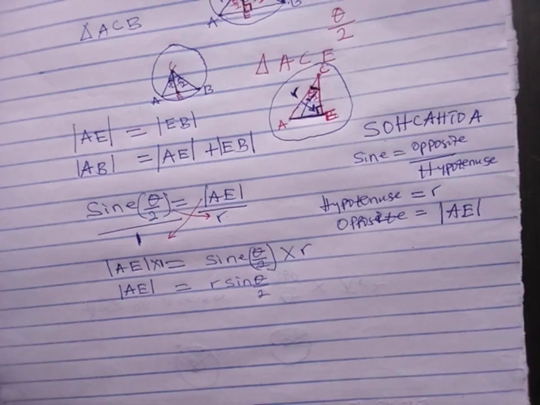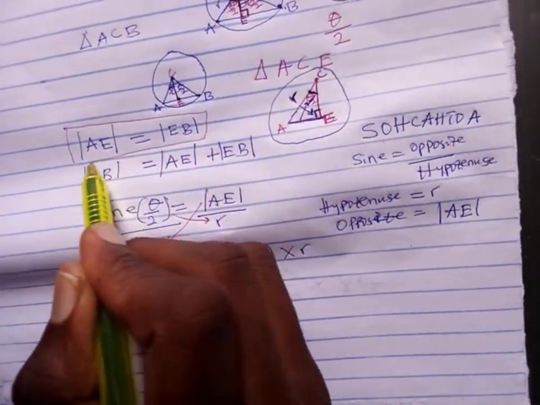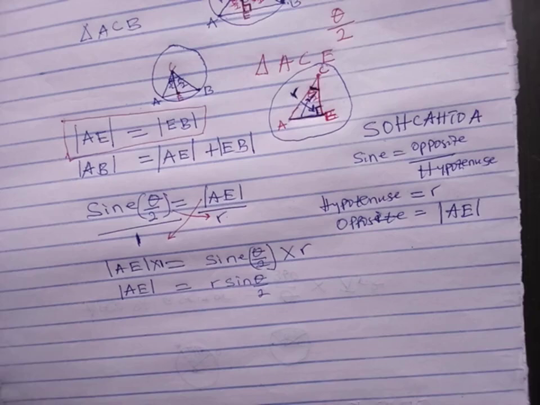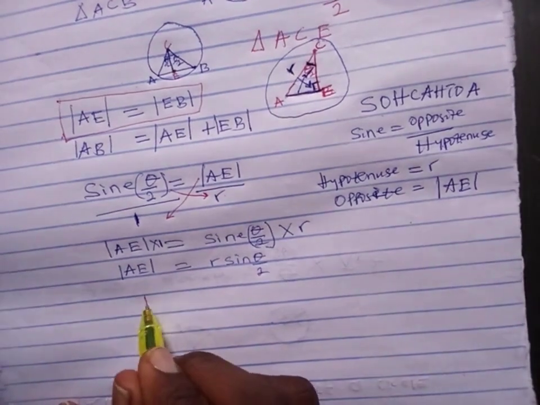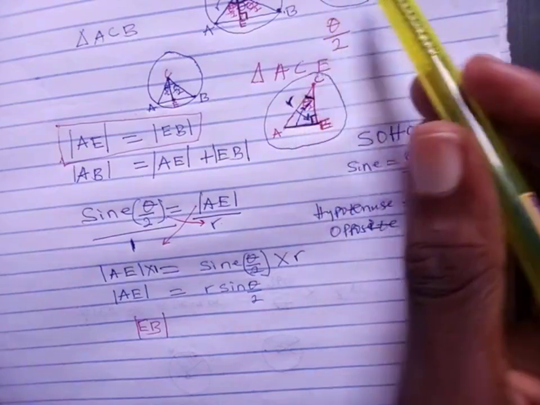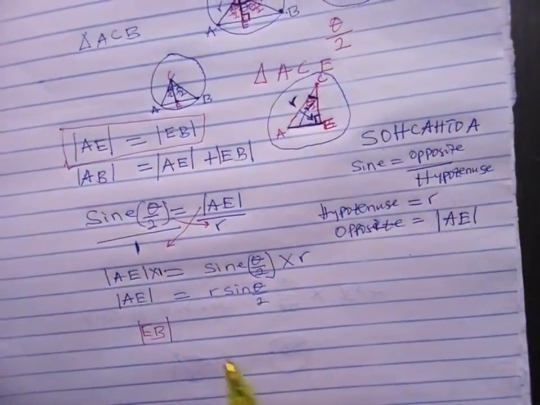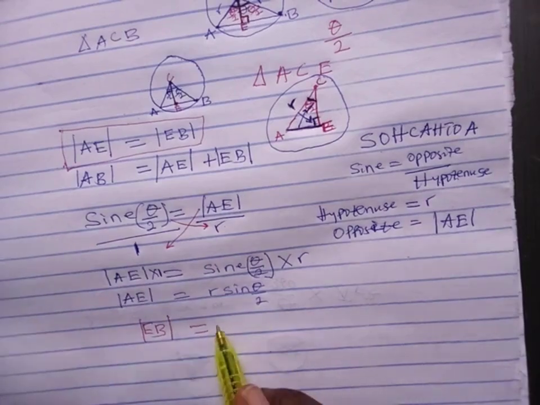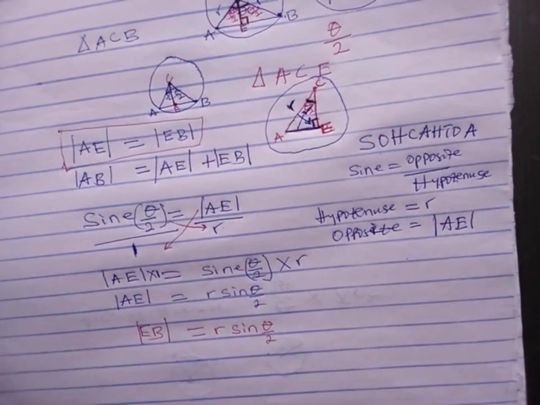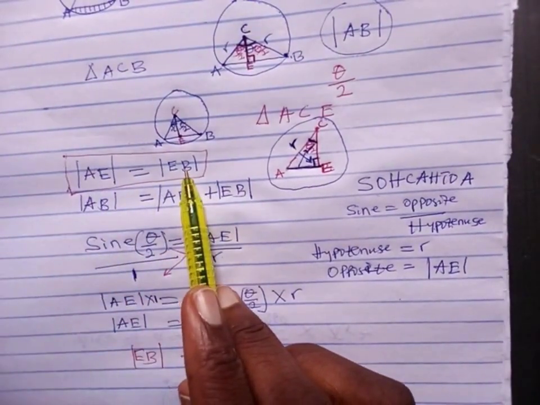So remember, before now we established that line AE is equal to line AB. So if AE is R sine theta over 2, it also follows that line EB, that's a line running from E to B, will also be equal to R sine theta all over 2. Why? Because we established initially that line AE is equal to line EB.